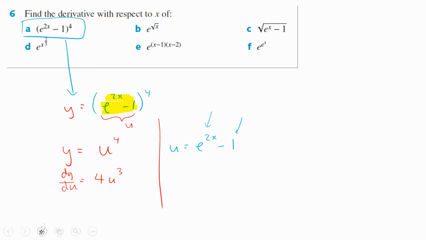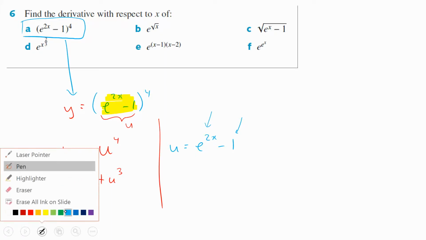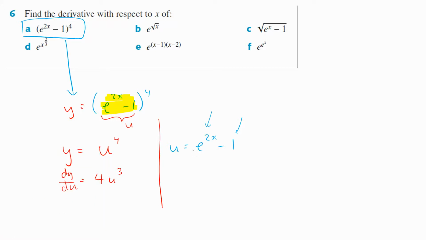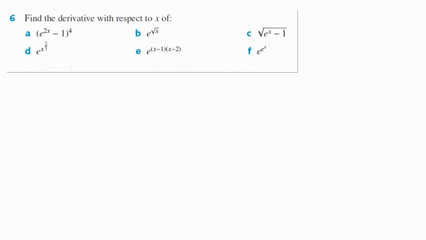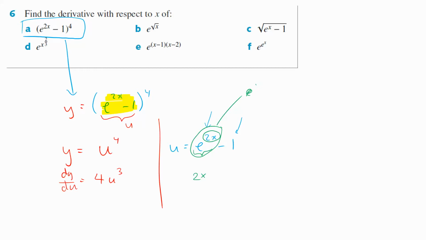And hopefully by this stage you're starting to pick up the pattern, and you know that the derivative of e to the power of 2x, find the derivative of the inside. So derivative of 2x, which is 2, times derivative of the outside. When I say the outside, pretend the 2x wasn't even there. Okay, so it becomes, oh my god, seriously, e to the power of u.